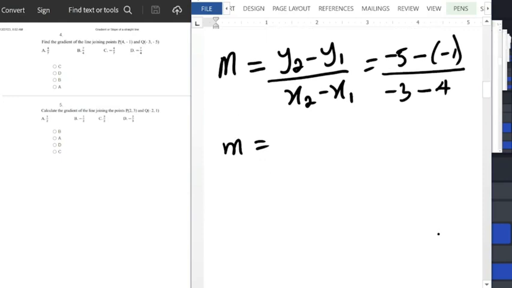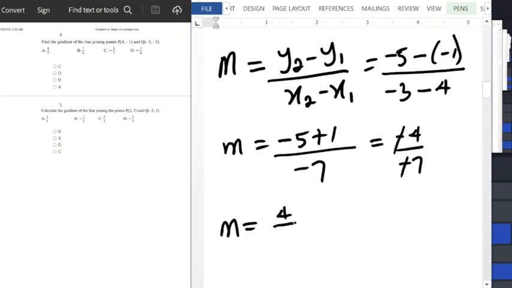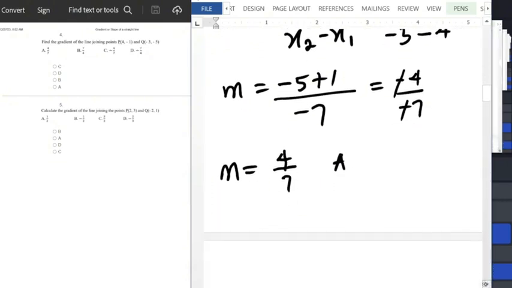That's -7. So the gradient will then be equal to -5, so minus times minus, that's plus 1, divided by -7. So this will give us -5 plus 1, which is -4, all over -7. So minus cancels minus. Therefore, gradient equals 4 all over 7. I hope that is very clear. 4 all over 7, that is option A. Right. So I'll move to the next one, which is the last question here.